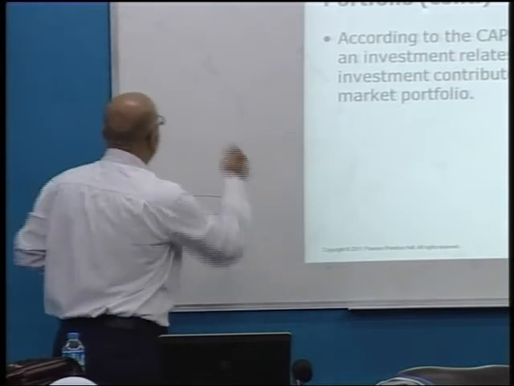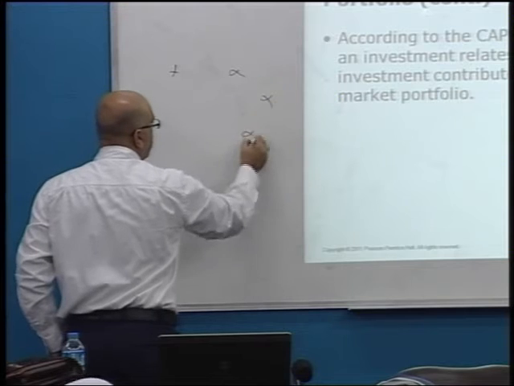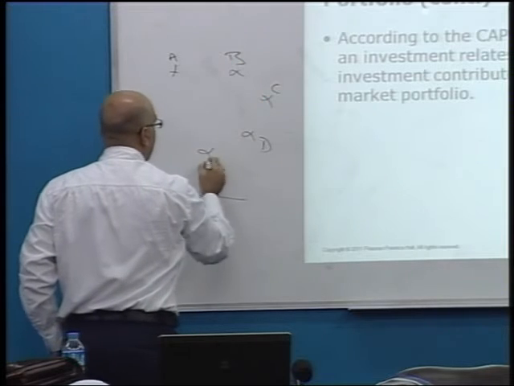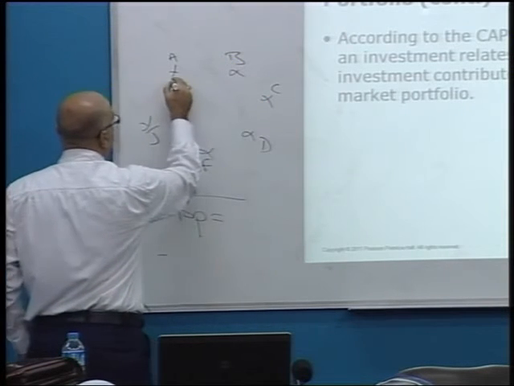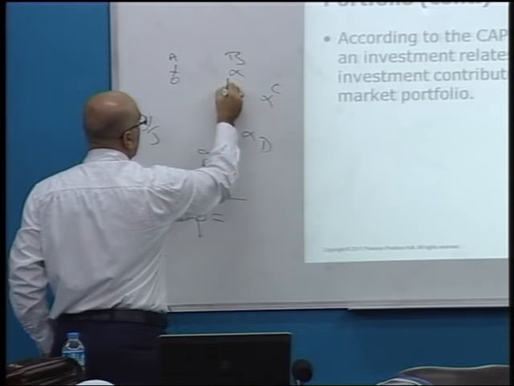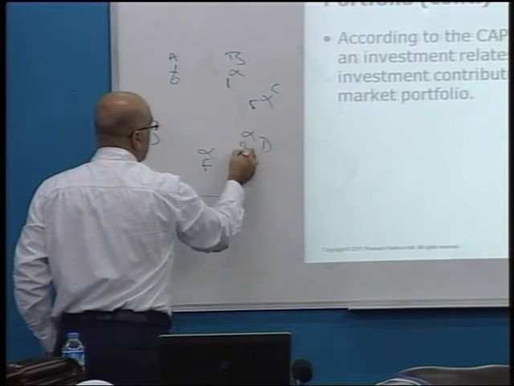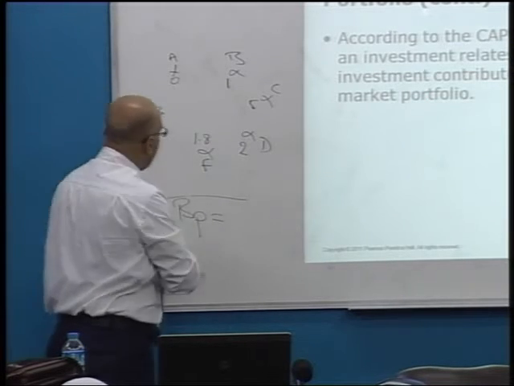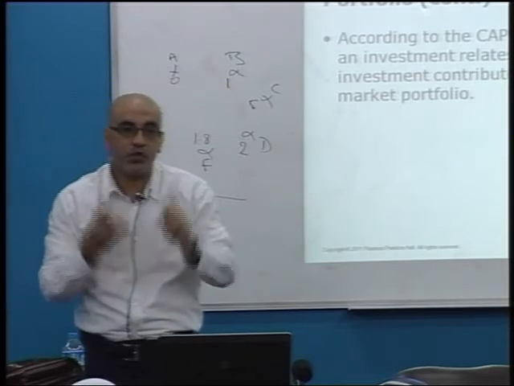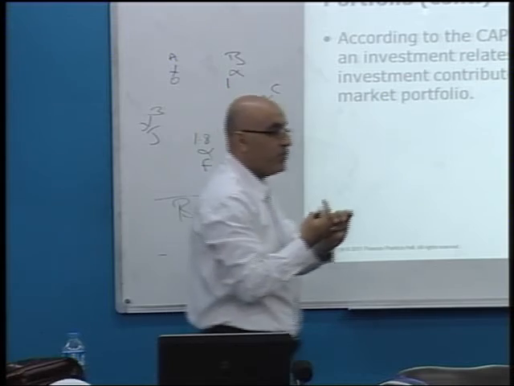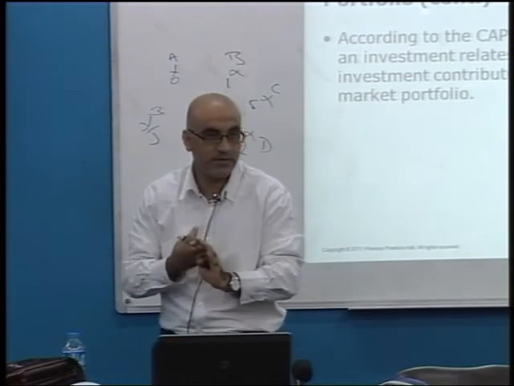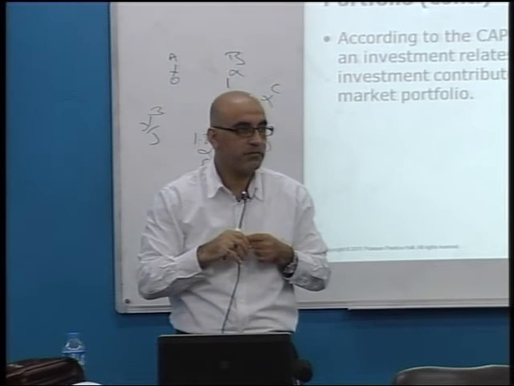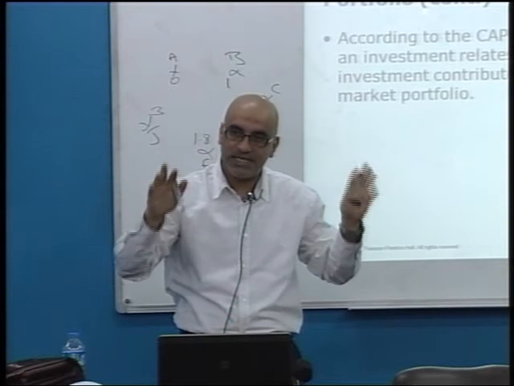You have 1, 2, 3, 4, 5, 6. So A, B, C, D, F, J. The betas are 0, 1, 5, 2, 1.8, let's see, 3. If I ask you, you have the option to form 2 portfolios. In each portfolio, you have to select 3 stocks. Again, you have the option to form 2 portfolios. In each portfolio, you have to select 3 stocks.